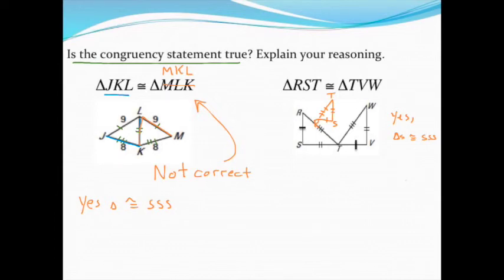So now let's see if we have things in the right order. I'm tracing this out as R, S, T. So I'm going R to S to T. And I want to see, is that the same as T to V to W? Yes, that goes in the same order. So this is totally fine. The triangles are congruent and their statement is written correctly.